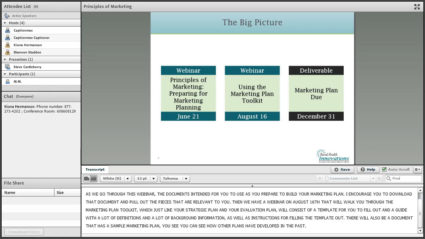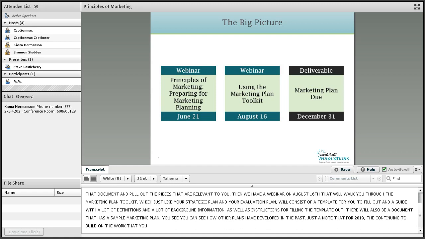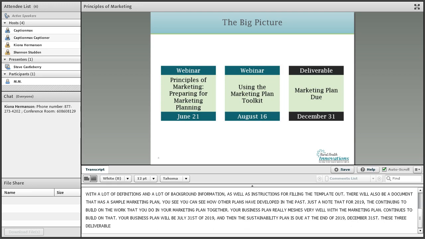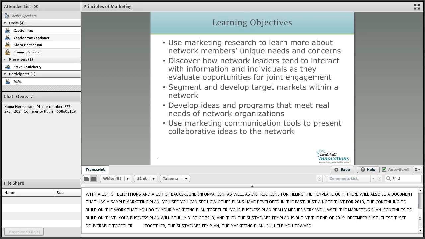Just to note that for 2019, we'll be continuing to build on the work that you do to put your marketing plan together. So your business plan really meshes very well with the marketing plan and continues to build on that. Your business plan will be due July 31st of 2019. And then the sustainability plan is due at the end of 2019, December 31st. These three deliverables together, the marketing plan, the business plan, the sustainability plan, all help you toward your goal of sustainability.